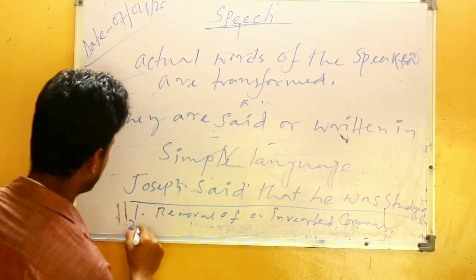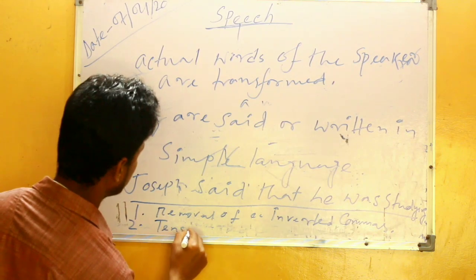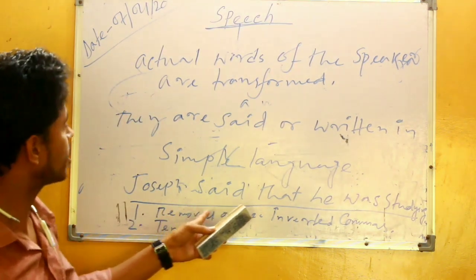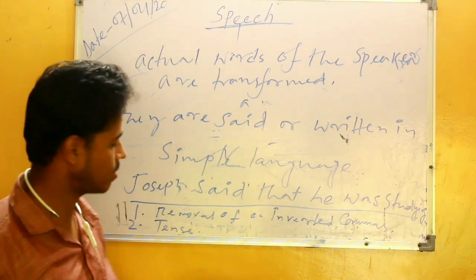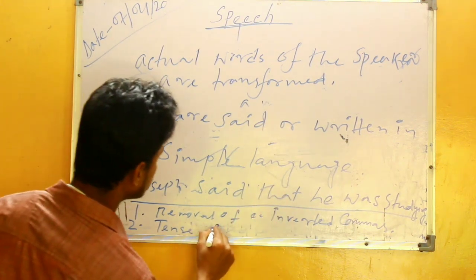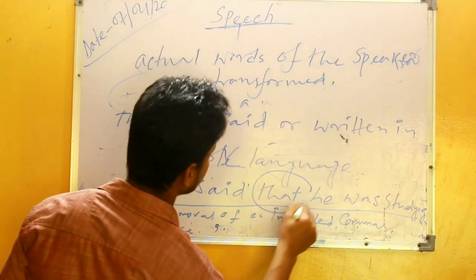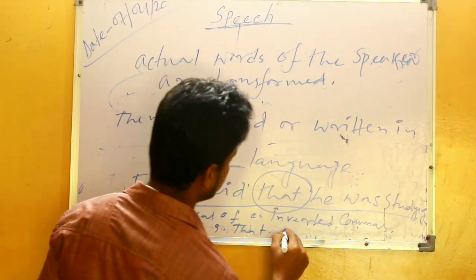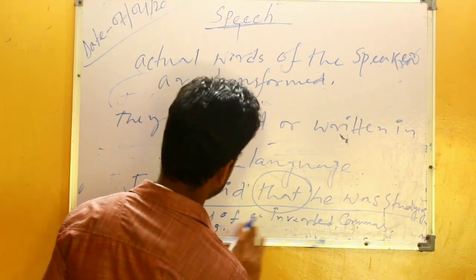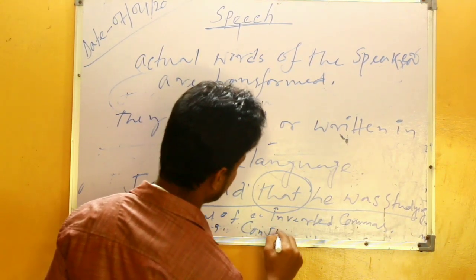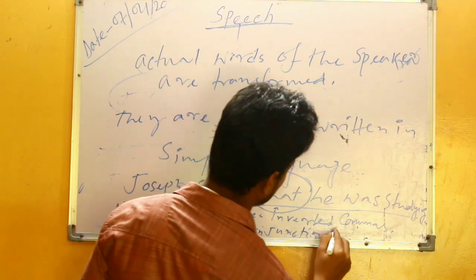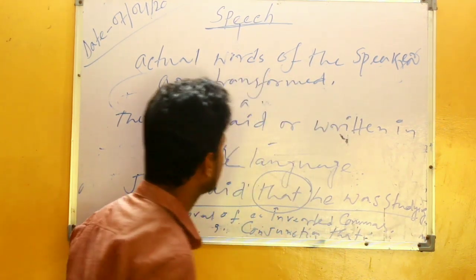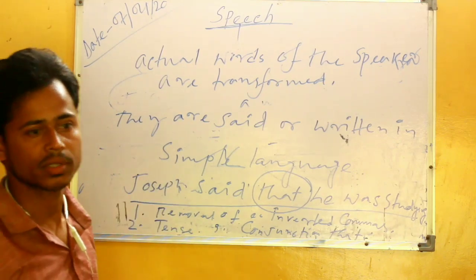Second, tense. You can see the tense changes from present to past. And the third one is the use of the conjunction that. These are the basic changes between direct and indirect speech.